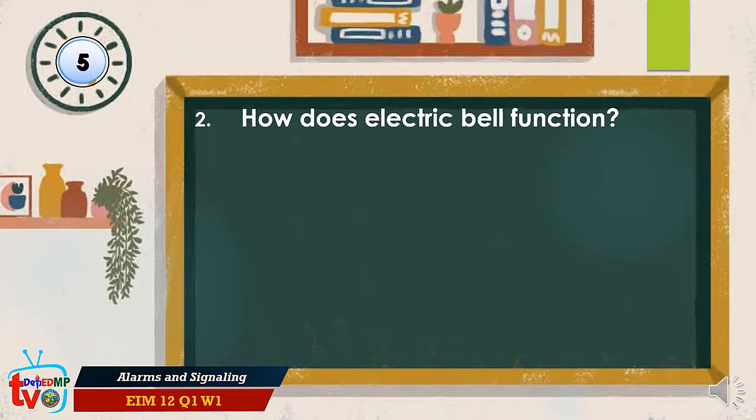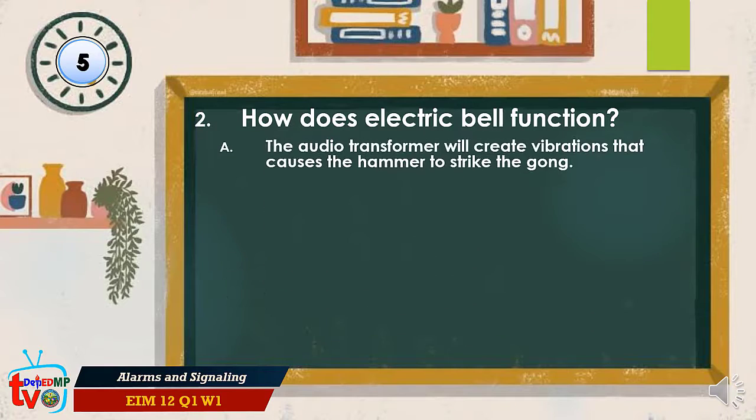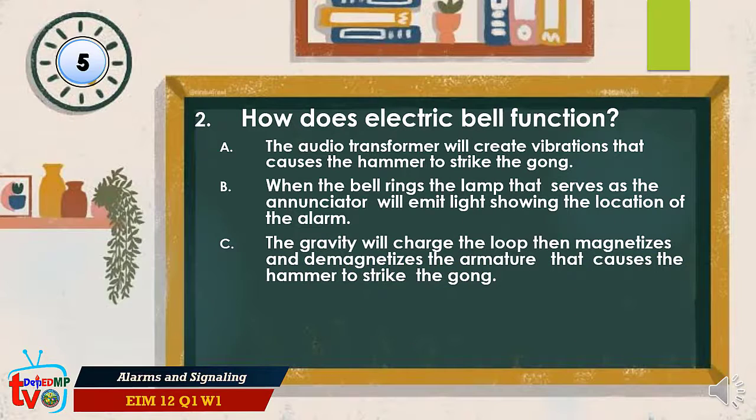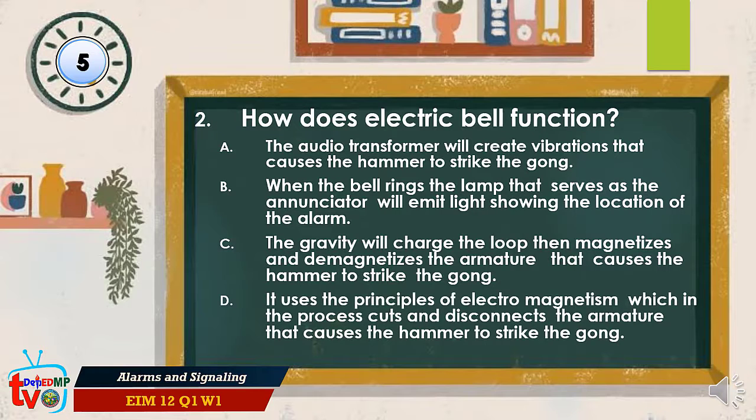Number 2. How does electric bell function? Letter A. The audio transformer will create vibrations that cause the hammer to strike the gong. Letter B. When the bell rings, the lamp that serves as the annunciator will emit light showing the location of the alarm. Letter C. The gravity will charge the loop, then magnetizes and demagnetizes the armature that causes the hammer to strike the gong. And letter D, it uses the principles of electromagnetism, which in the process cuts and disconnects the armature that causes the hammer to strike the gong.